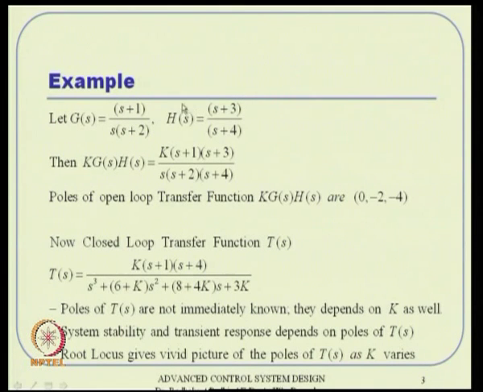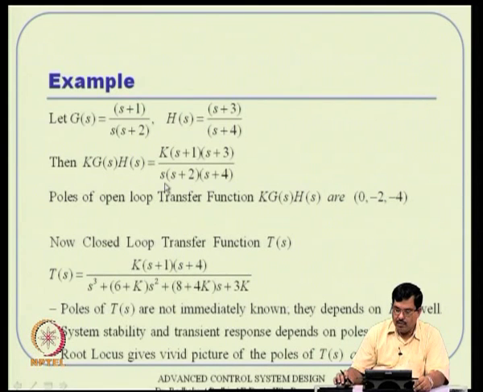Alright, as an example, let us take G(s) like that and H(s) like that, and then k times G(s) H(s) becomes simply the multiplication of these two transfer functions. Hence, the open loop transfer function poles will be at s equal to 0, s equal to minus 2 and s equal to minus 4. These are the open loop transfer function poles. However, the closed loop transfer function is dictated by something like this.